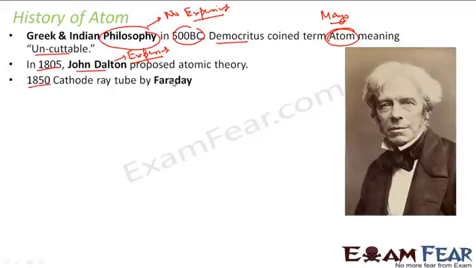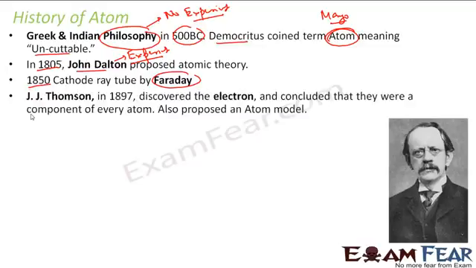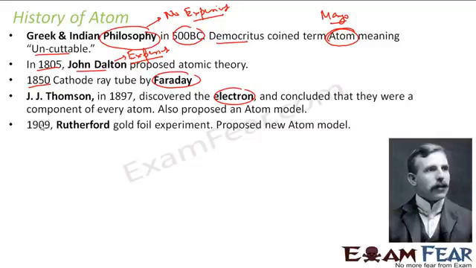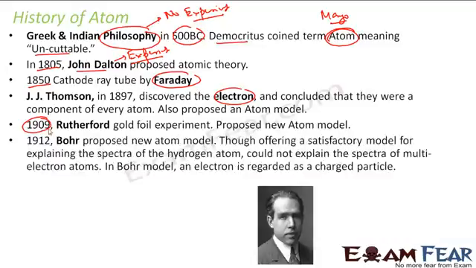And then in 1850, Faraday found something called the cathode ray tube. And with that, it was easy to discover electrons. The electrons were discovered. Then Thomson proposed a model, and then in 1909, Rutherford proposed a model of the atom. We'll go through all these models one by one. And then this model had a lot of demerits. Then in 1912, Bohr proposed a model. And please note, all these models are not correct till now.